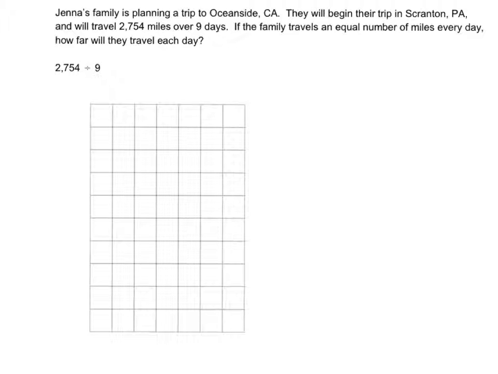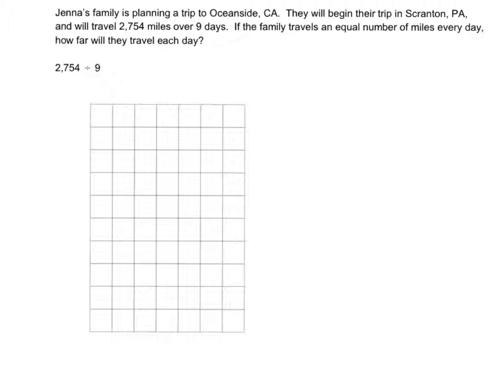Okay, let's do some practice here. Jenna's family is planning a trip to Oceanside, California. They will begin their trip in Scranton, Pennsylvania, and will travel 2,754 miles over 9 days. The family travels an equal number of miles every day. How far would they travel each day?